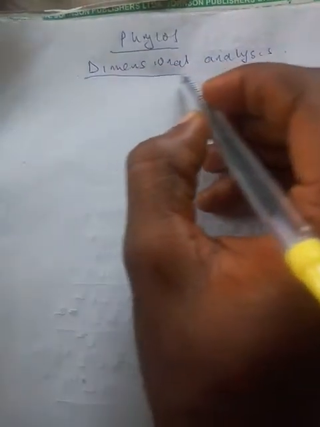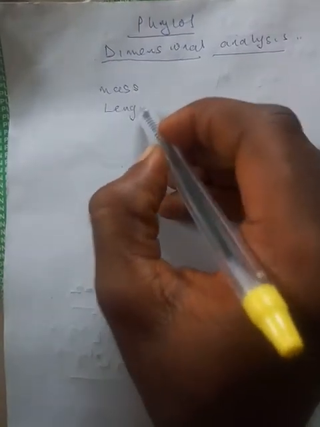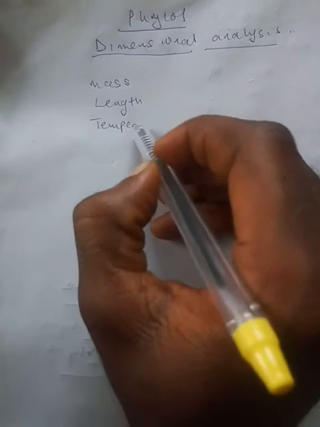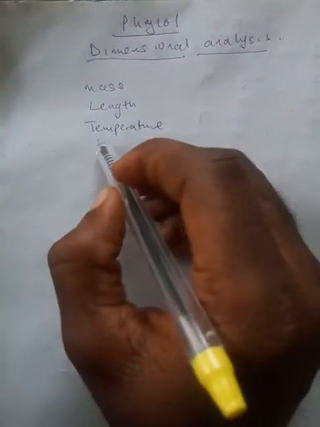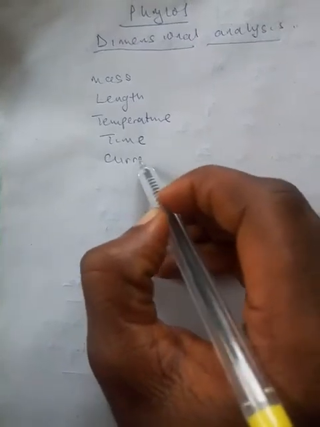Before we can do this, we need to know that we have fundamental units and derived units. The fundamental units are the units we use to get our derived units. The common ones we have are mass, length, temperature, time, and current.